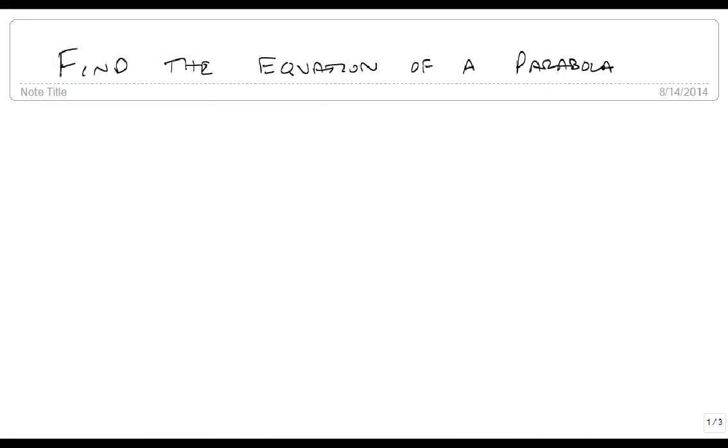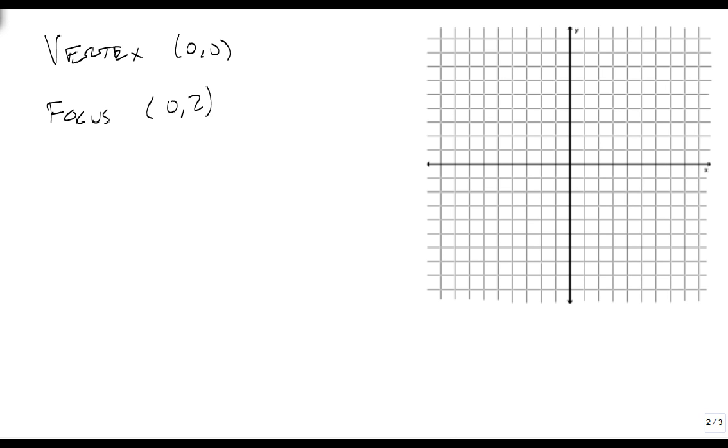We're now going to show how we can find the equation of a parabola. And so we're going to be given the following information. The vertex is at (0, 0), and the focus is at (0, 2). Well, this is really helpful because remember that the focus is above it, and that means that our parabola is going to be opening up like this.